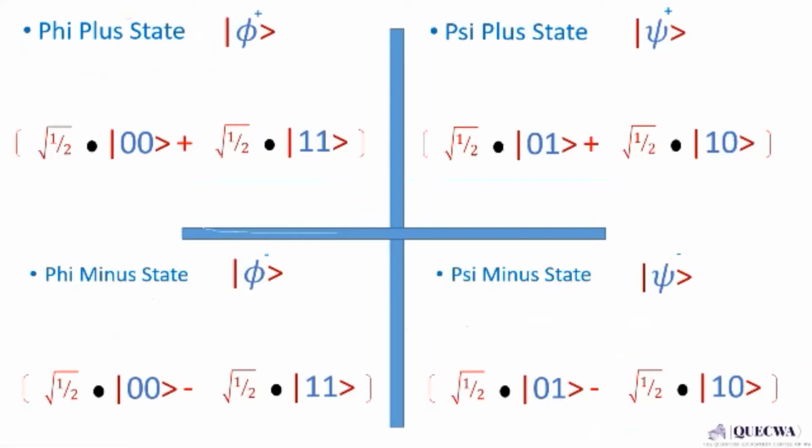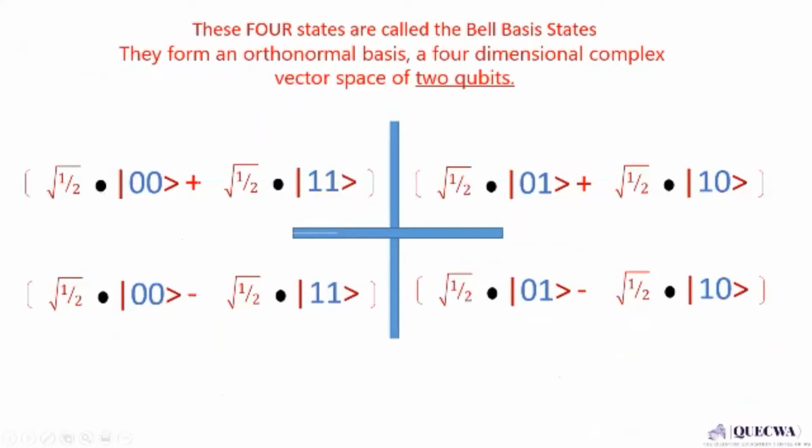So we now understand what a Bell state is, and we'll see where that becomes vital in a minute. Here are the 4 Bell basis states, and they form an orthonormal basis in a 4-dimensional complex vector space, which you get with 2 to the n, which is 2 to the 2 with 2 qubits. So it's 2 to the 2, 4, and these are the 4 states.